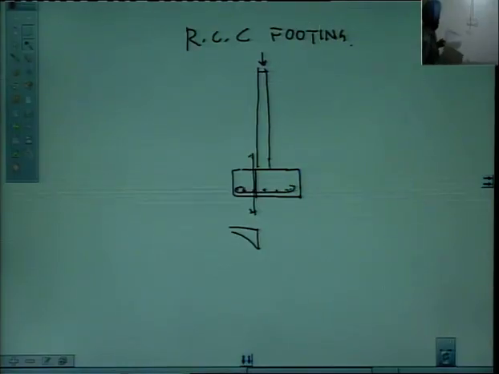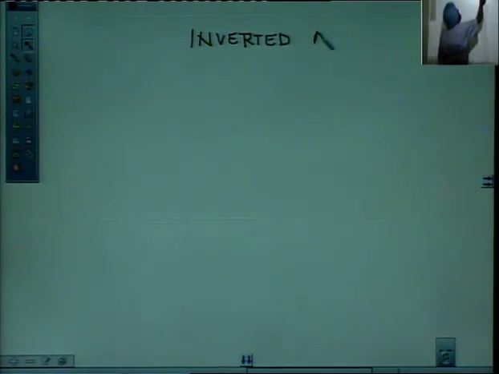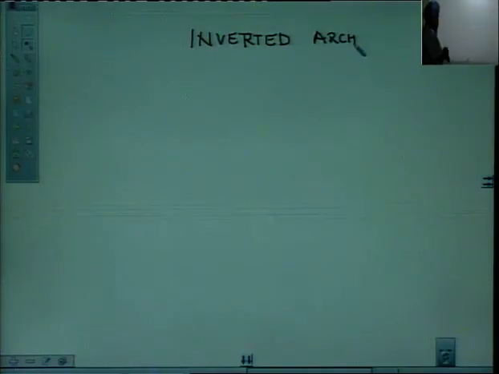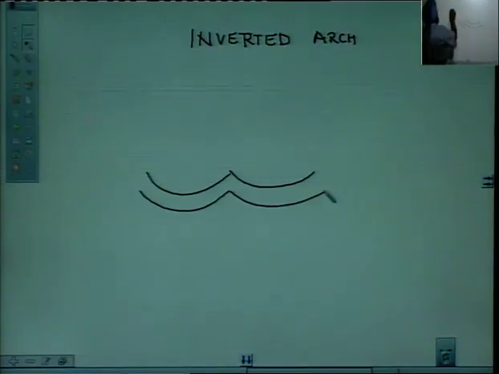Then we are having inverted arch. In inverted arch, you are having foundation like this one, masonry work is carried out, and let us say this wall is there.